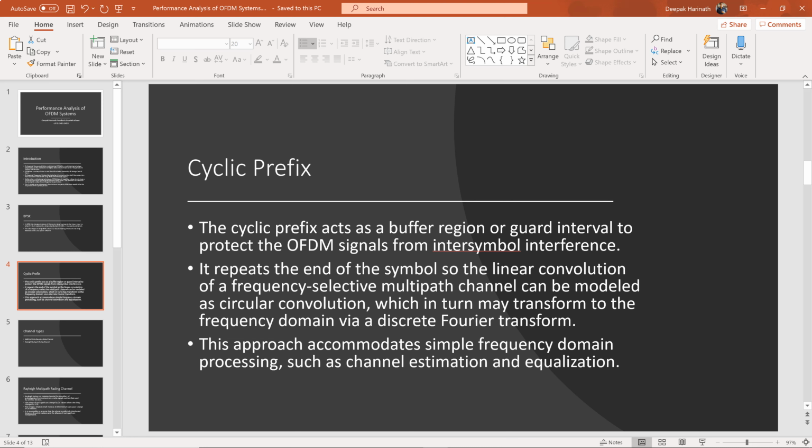It actually repeats the end of the symbol so that the linear convolution of a frequency selective multipath channel can be modeled as a circular convolution, which in turn may transform to the frequency domain via a DFT. Now this approach accommodates simple frequency domain processing as well, such as channel estimation and equalization.